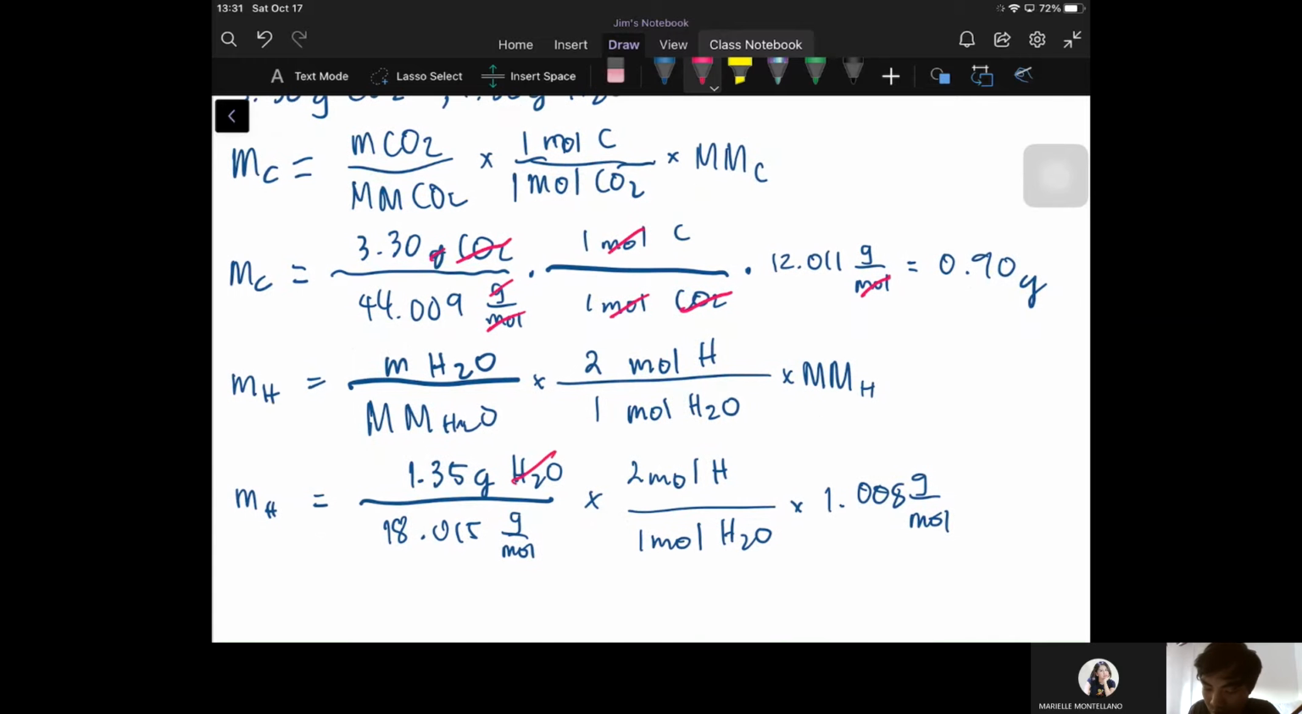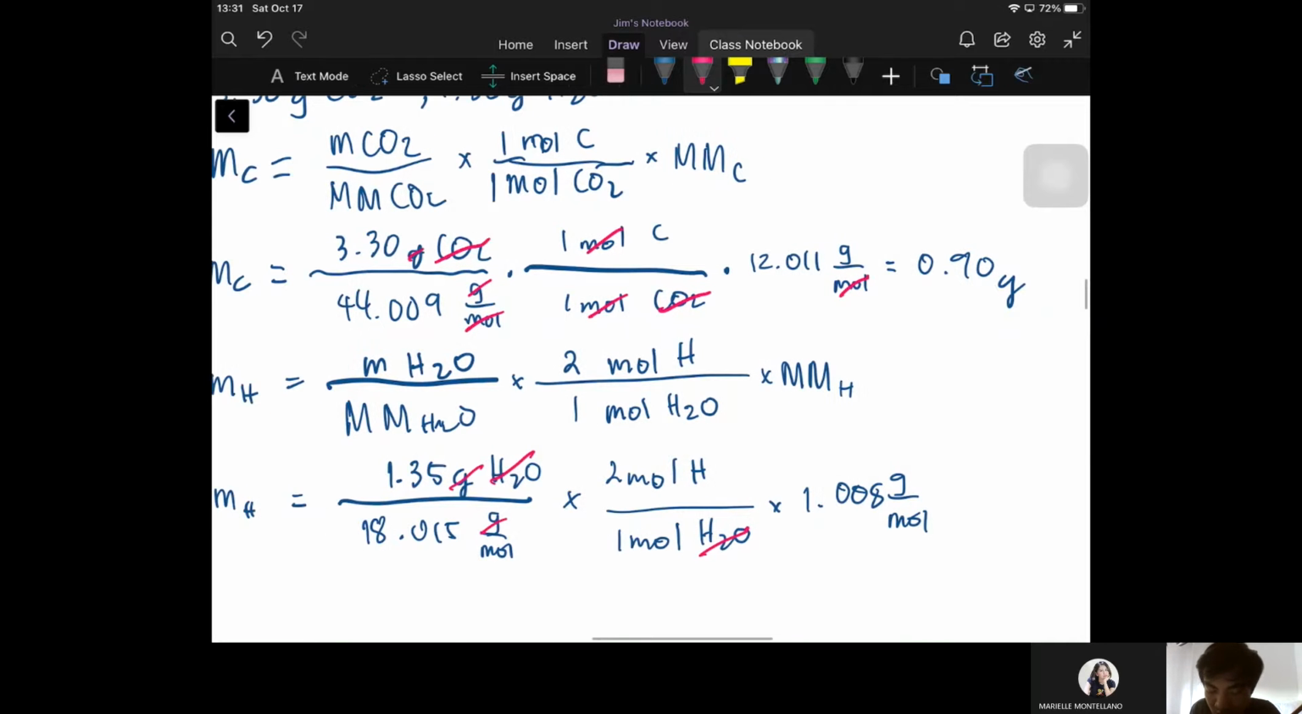So as you can see, H2O will cancel out. H na lang yung matitirang atom. Grams, magka-cancel. Moles, magka-cancel. Another mole, magka-cancel. So the final unit is always in grams, no? Multiply ko lang. So this is 0.15 grams ng hydrogen. So 0.15 grams ng hydrogen ang meron sa compound natin. Okay? So ganun lang.